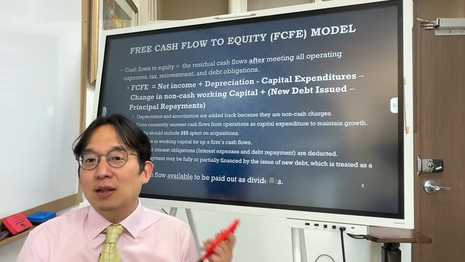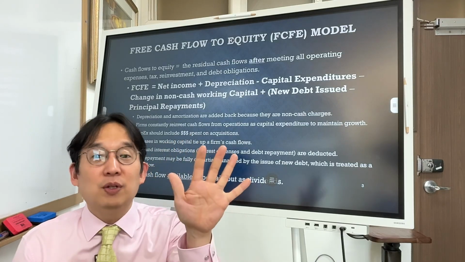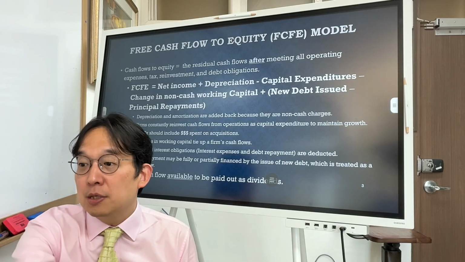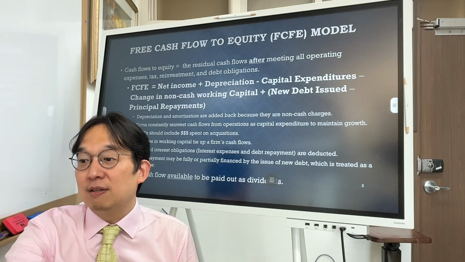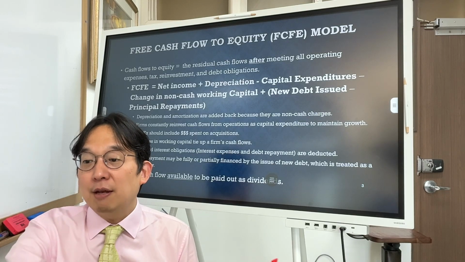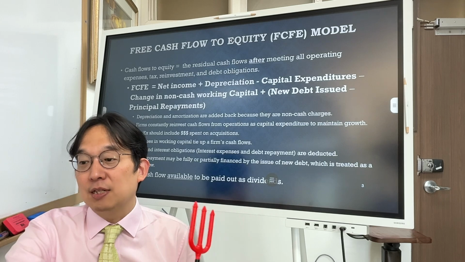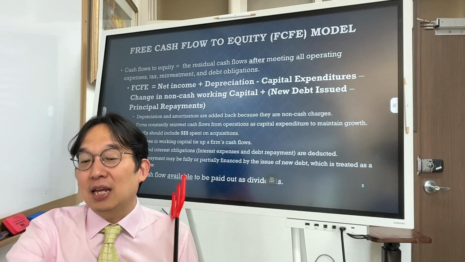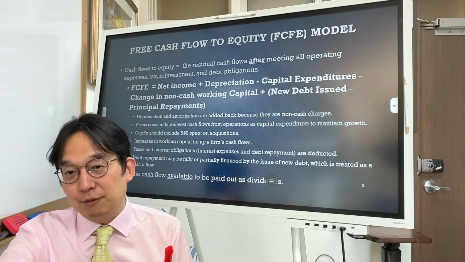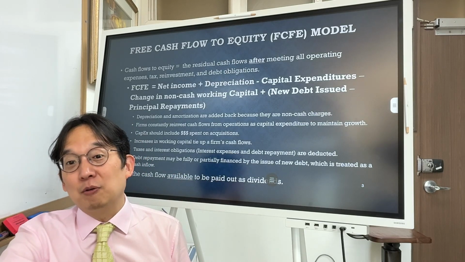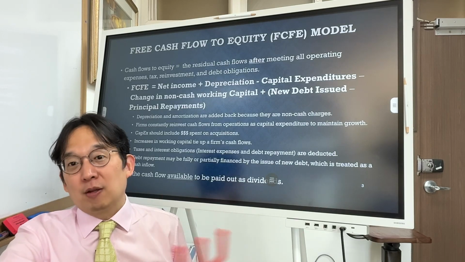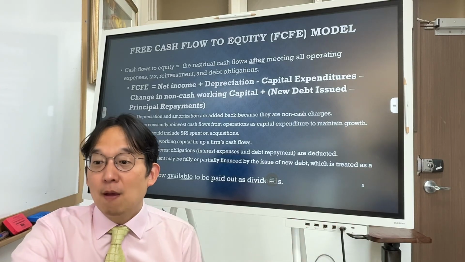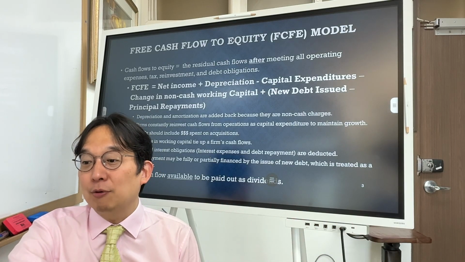Okay? Working capital, what is that? Please wait. This is about inventory. Okay. And then taxes and interest obligations are deducted. Okay. Interest expenses and debt repayments are deducted. And then debt repayment may be fully or partially financed by the issue of new debt, which is treated as a cash inflow. Whatever you borrow from the bank, right? Now it's available for use for the company, the equity holders, at your disposal. It is a cash flow available to be paid out as dividend.